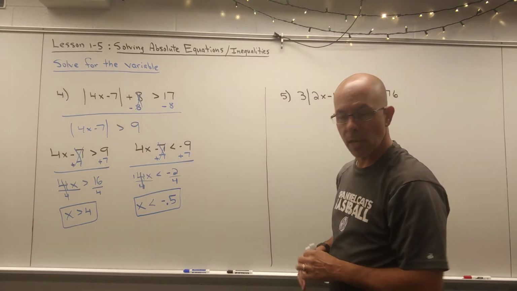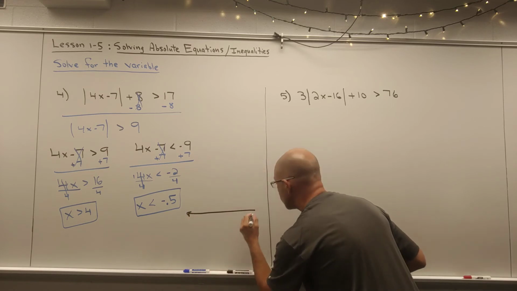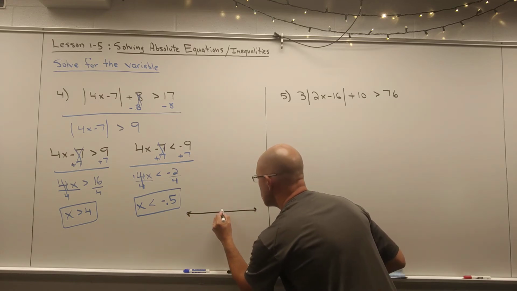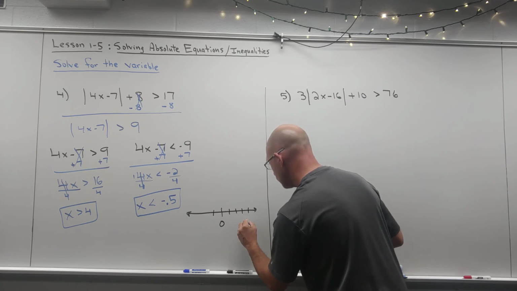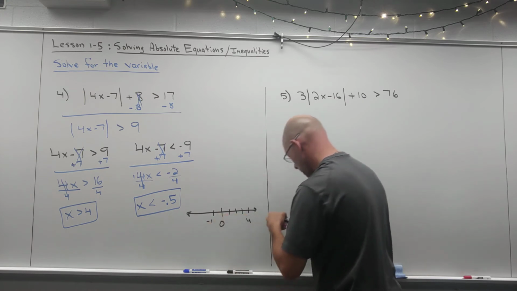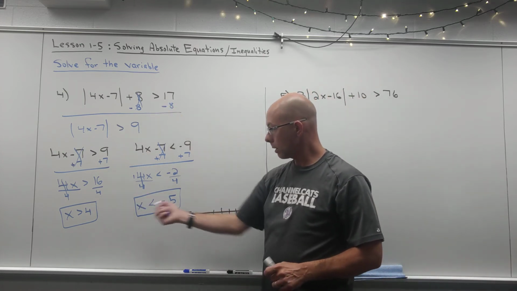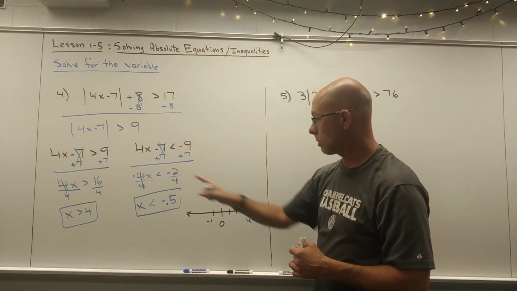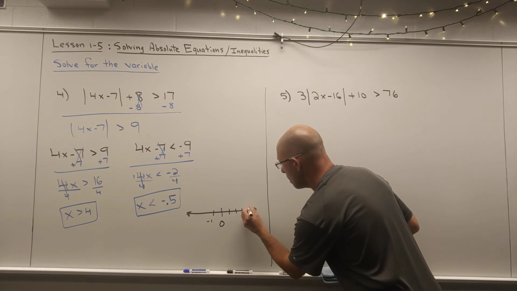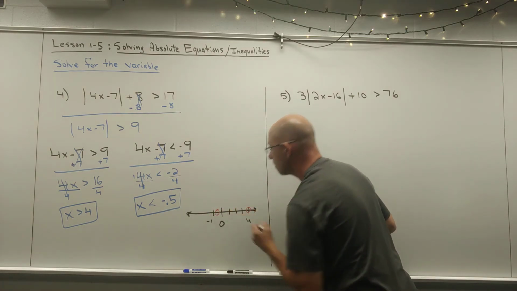As I go to graph this on the number line, zero in the middle. 1, 2, 3, 4, negative 1. All along through these situations, it was never an "or equal to" situation, so they are open circles. 4 will be an open circle. Negative half, right in the middle here, will be an open circle.